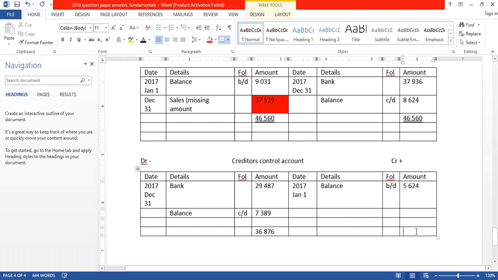So you record 36,876 on both sides. Okay, and then from there you find the difference on the smaller side, which is now 36,876 minus 5,624. You're balancing off, remember. Then you get an amount of 31,252. So this is your credit purchases.